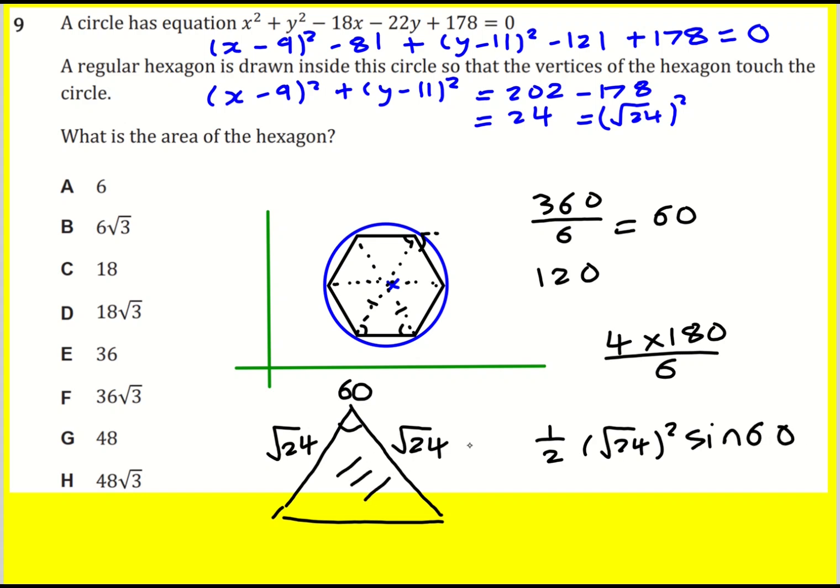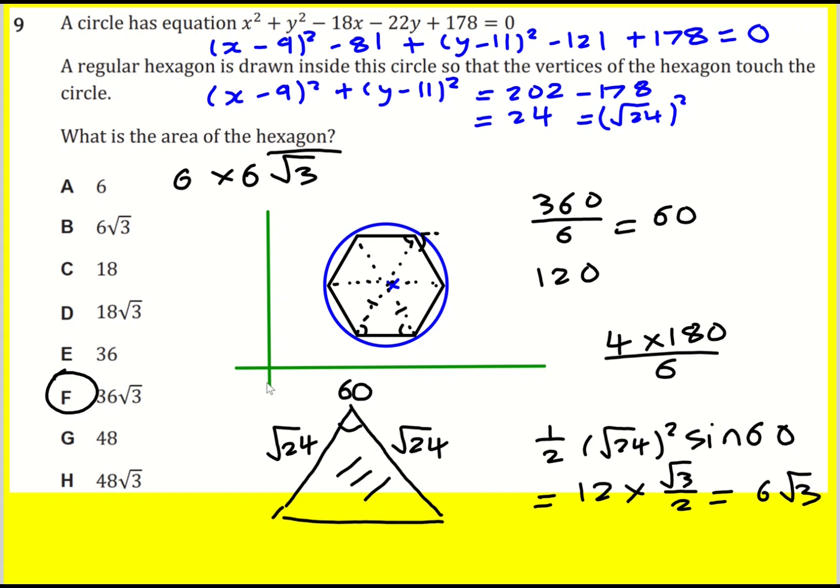This is just for one triangle, remember? So that will be half of 24, which is 12. Sine 60 is root 3 over 2. So we're going to get 6 root 3. And therefore, for the area of the hexagon, it's going to be 6 times 6 root 3, which is going to give me 36 root 3.